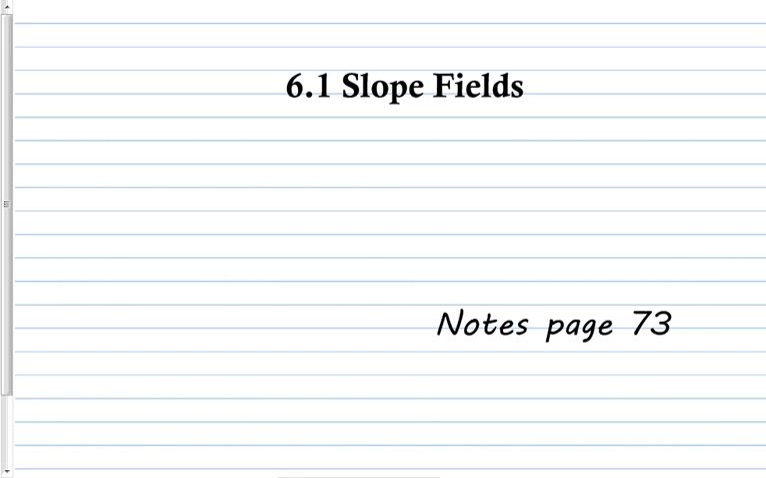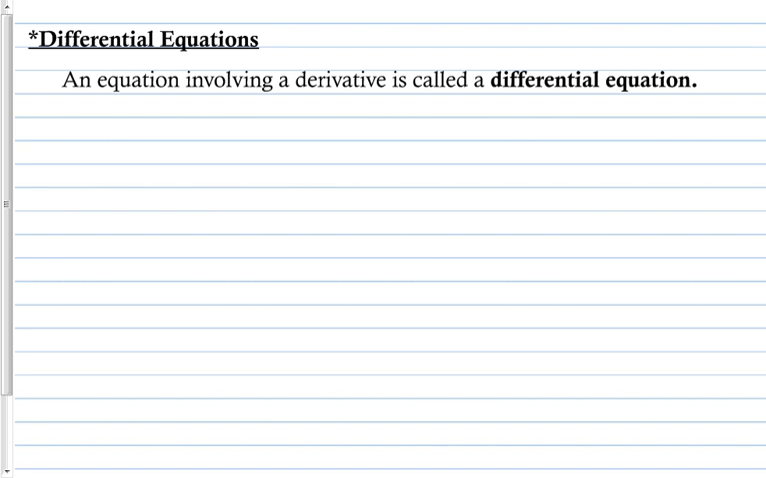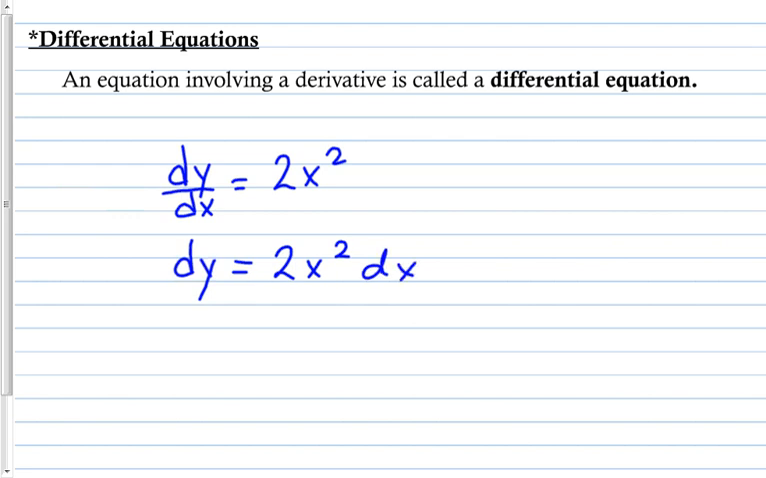Okay, 6.1 slope fields. To start off with slope fields, we need to know how to solve differential equations. A differential equation is just an equation involving a derivative. And normally when we derive, we have something like this. I'm just making this up. But differential equations are sometimes written like this. So this is still a differential equation.